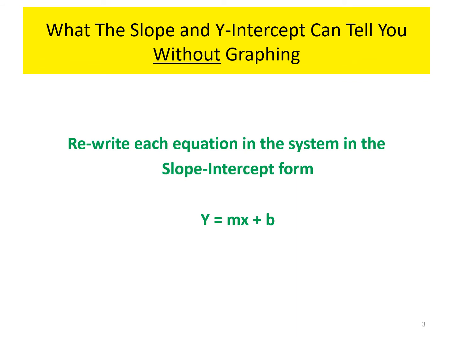In order to graph the two equations that make up the system, they must be in the slope-intercept form y equals mx plus b. If they're not in this form, then you have to rewrite each equation in the form y equals mx plus b, because this is the way you're going to enter them on your calculator. Before you start graphing, I'd like you to see what the slope and y-intercept can tell you prior to your graphing.